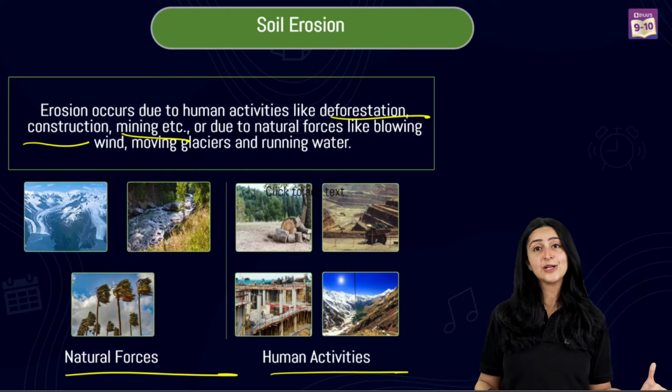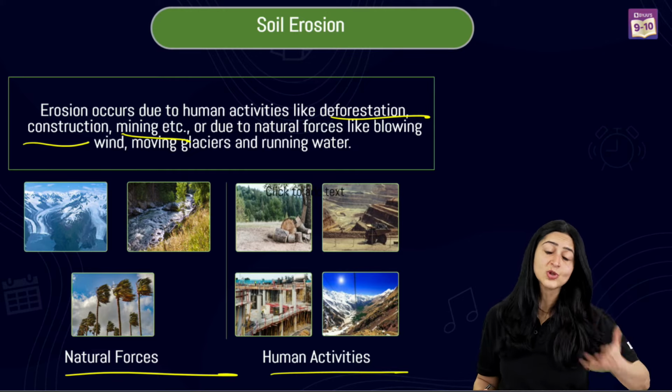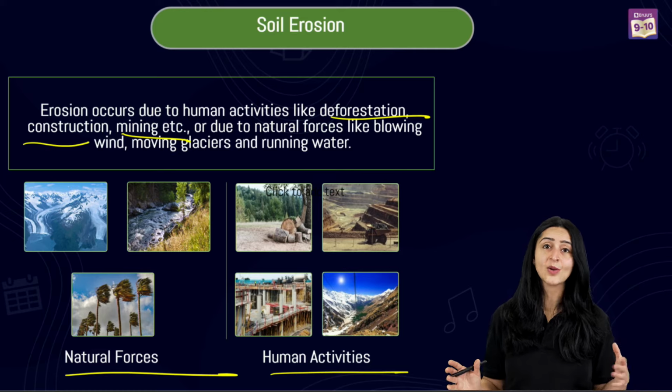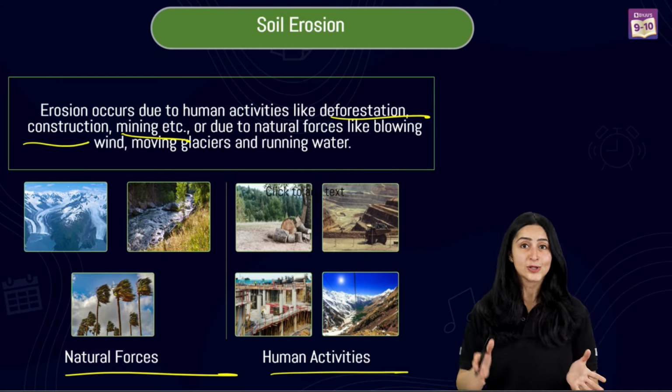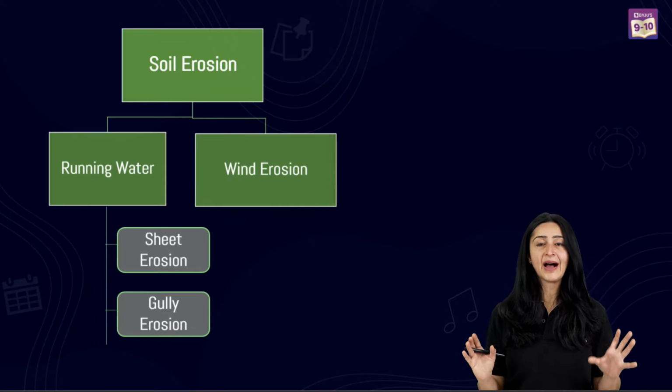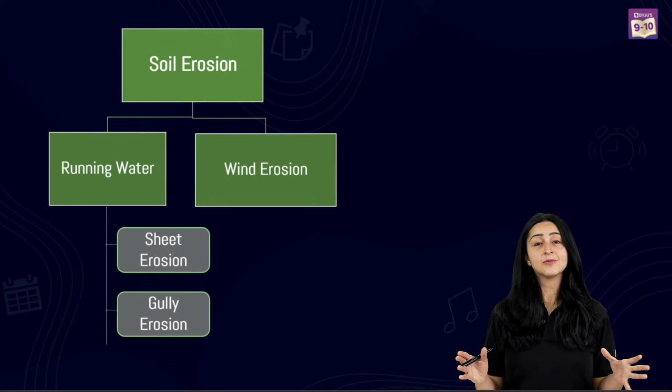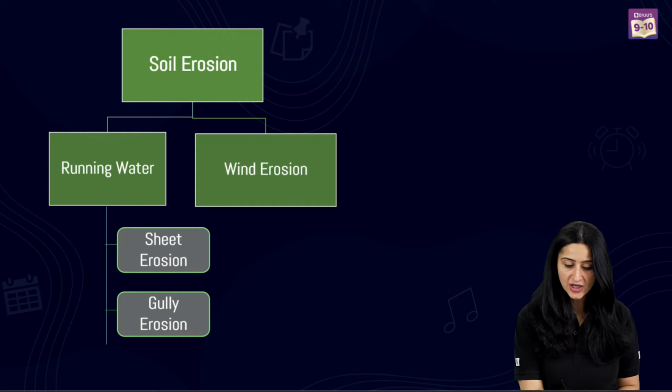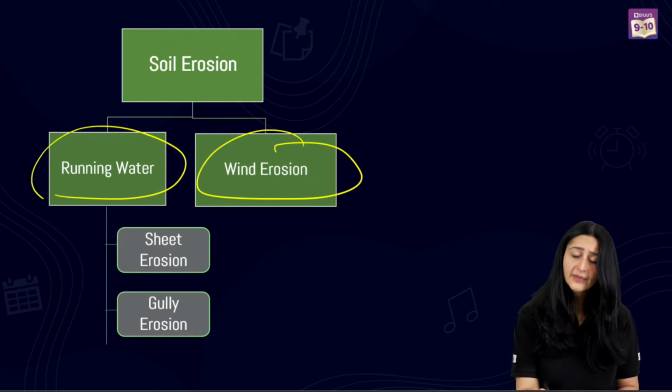All of these lead to soil erosion, which obviously we know is not a very good thing if it's going to happen so fast, right? So now let's talk about soil erosion in terms of two natural factors first, which are running water and wind.